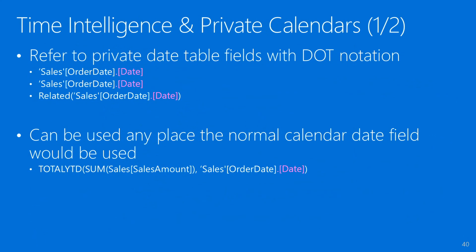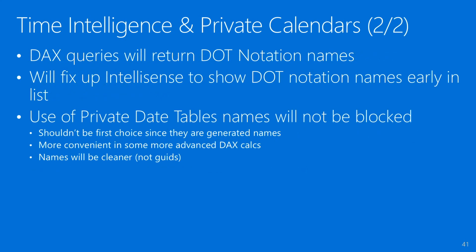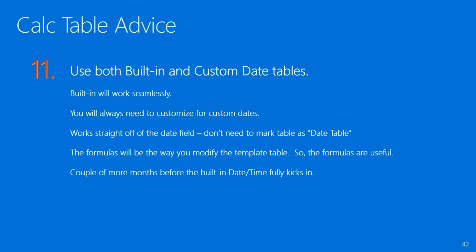So, final piece of advice. Oops, no, that's not it. There will be a programmatic way to refer to the private date tables with a dot notation. You'll be able to say something like sales order dot date, etc. Be able to use them in any place you would use a normal calendar date field. So that's all coming. And the DAX queries will return dot notation names, etc. IntelliSense is all going to work with it. And I previously said, if you've heard me before, don't use the private date table names. You can use them. There are cases where it's important.